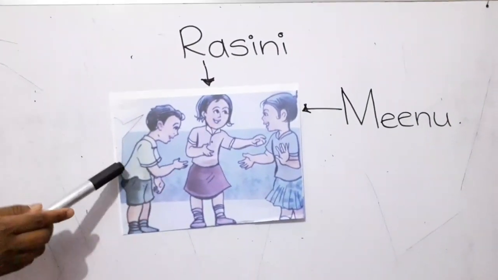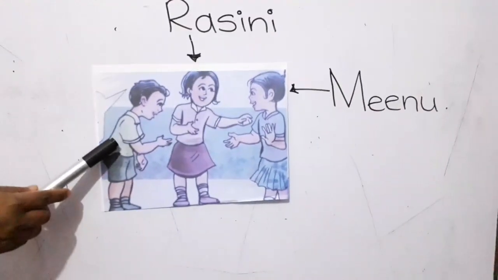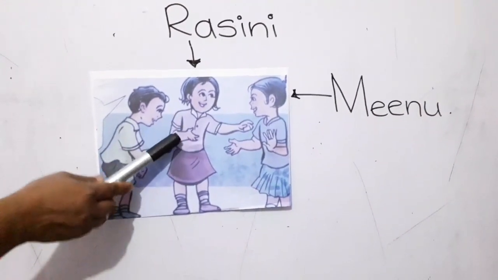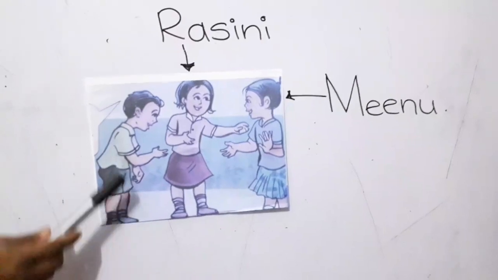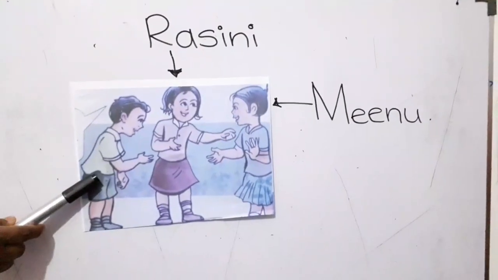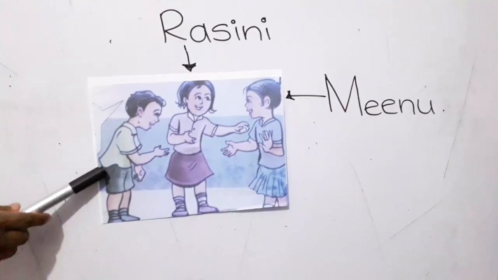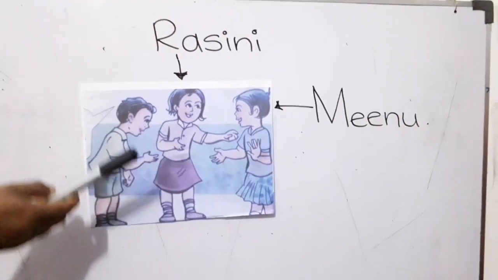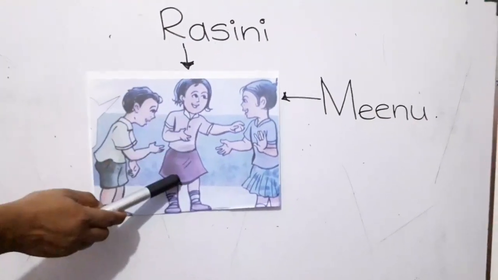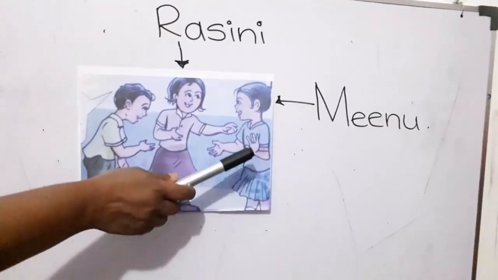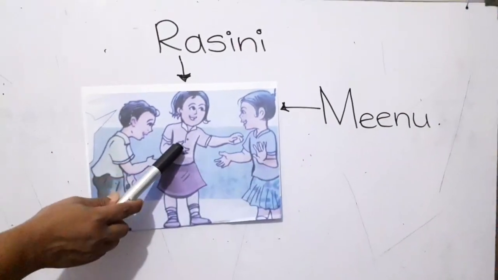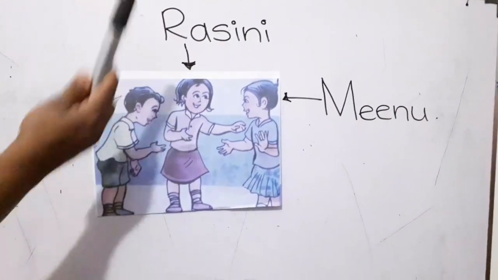Now this friend, this boy, introduces Rasini to Meenu. The boy says, hello Meenu, this is Rasini. Then Meenu says, hello Rasini, and Rasini says, hello Meenu.